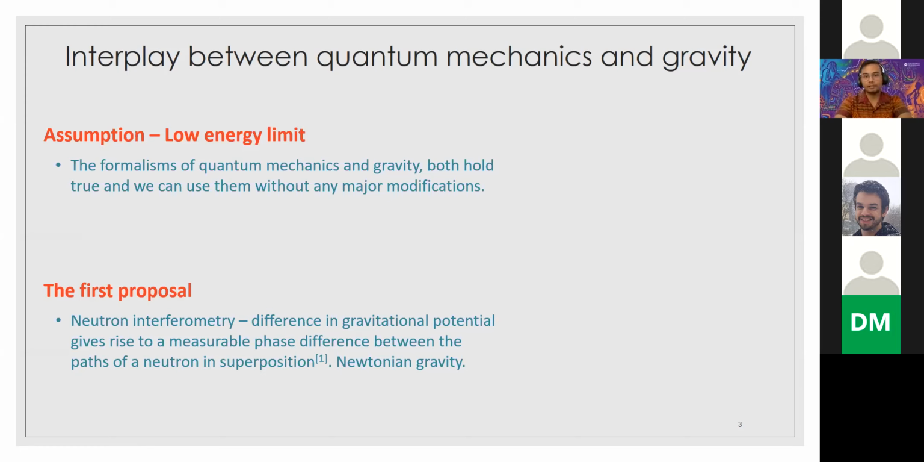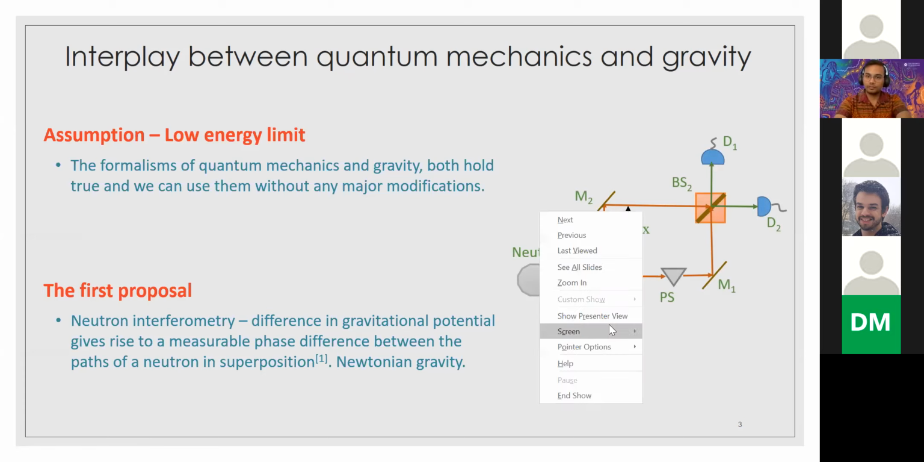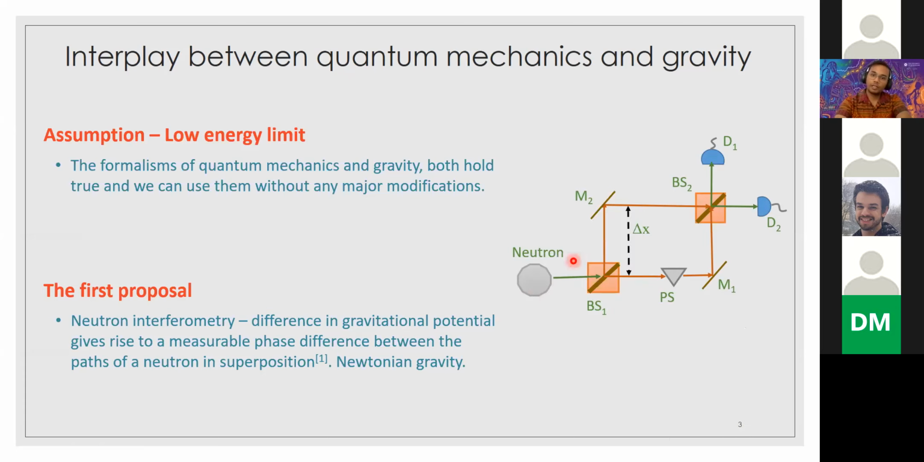The gravity considered here is merely Newtonian, in the sense that there's no discussion about time dilation or relativistic effects. The proposal is very simple. A neutron is prepared in spatial superposition by a beam splitter, and as it goes through two different paths having two different gravitational potentials along them, it accumulates a phase, which can be measured by using a phase shifter on one of the paths.